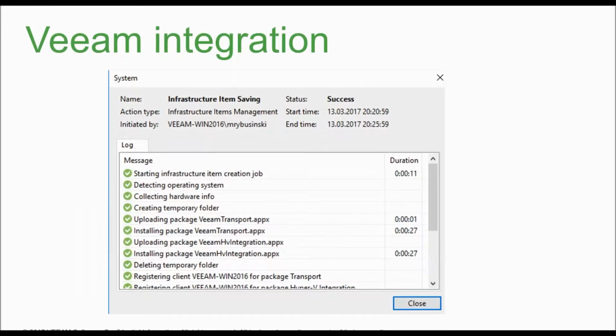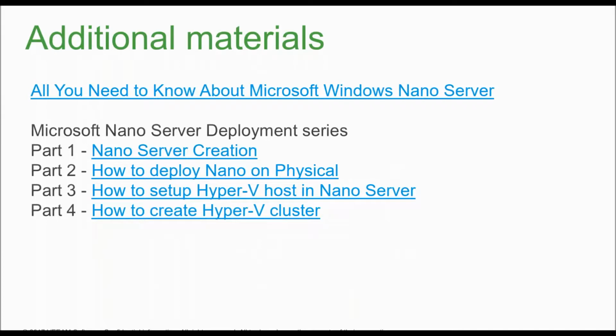And the Veeam integration, besides what I showed you, is just to add this parameter for Hyper-V. During the adding, you can notice that the Veeam transport and Hyper-V integration packages are added here, and as you can see, it's not an MSI package, because on the Hyper-V Nano Server you are not able to use any MSI package, so it's in the APPX form. So that's how the integration can look.